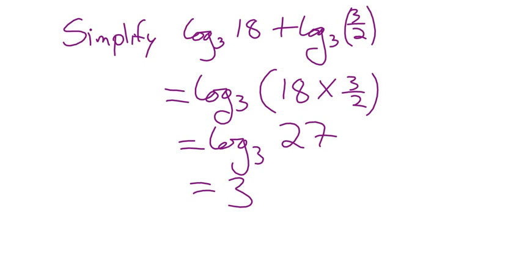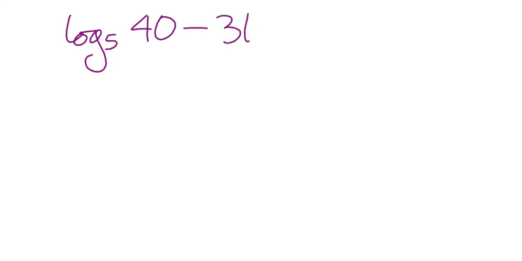Okay, 1 or 2 more? 1. Maybe. Log base 5 of 40 minus 3 log base 5 of 2. Now we got a little problem here, right? The formula says log base a of m and log base a of n. We do have the same bases, they're both base 5, but we now have that 3 in there. So it won't work with the formula. But how do we get rid of the 3?